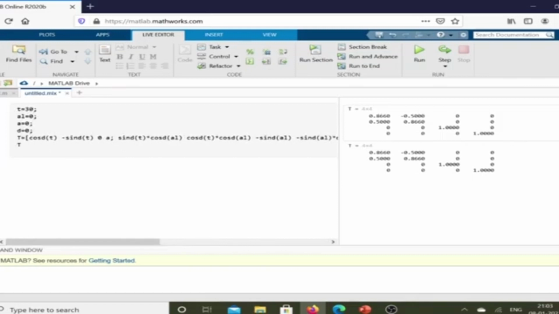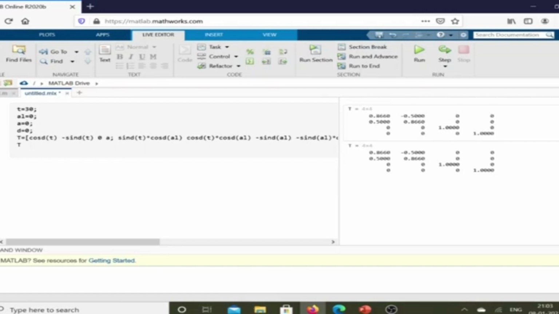Your theta is 30 degrees. So it is cos theta, minus sin theta, which you are getting 0.86, minus 0.5. Then it is 0.5, 0.86, 0, 0, 1. And here A and D are 0. So look at the DH parameter table here. Theta was equal to 30. AL, the link twist angle, is 0. A, the link length, is 0. Offset is 0. So in that case, your rotation matrix is this one. Okay. So this is what we have done.